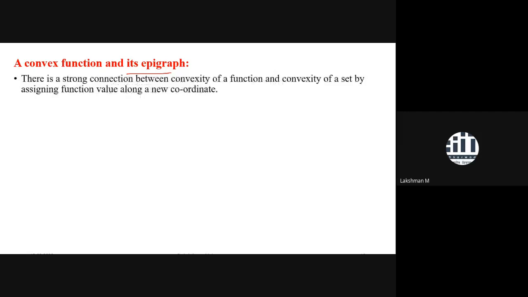Now we will talk about convexity of a function with respect to its epigraph. Epigraph plays a very important role in establishing convexity of a function geometrically. For a function of one variable you can easily draw the epigraph. You can also go up to functions of two variables, because up to a space you can visualize. So there is a strong connection between convexity of a function and convexity of a set, where we have a graph of the function and an extra coordinate that comes from the function value.